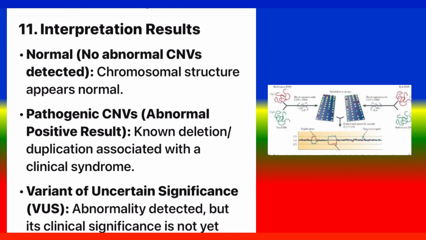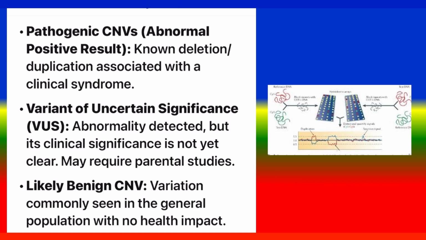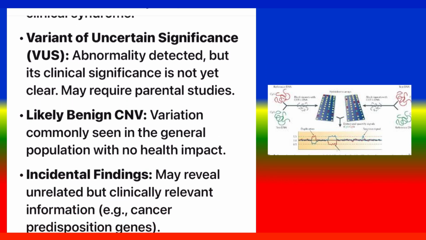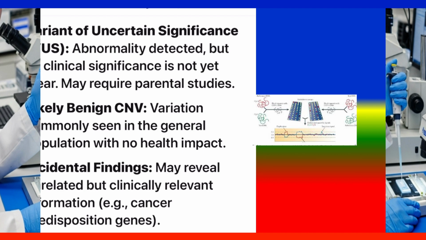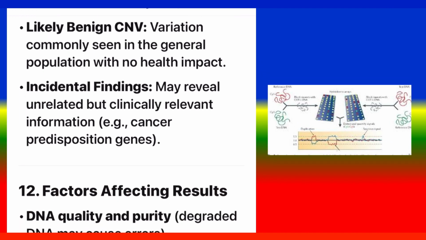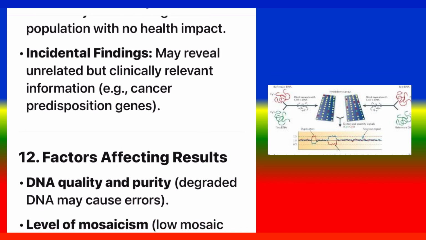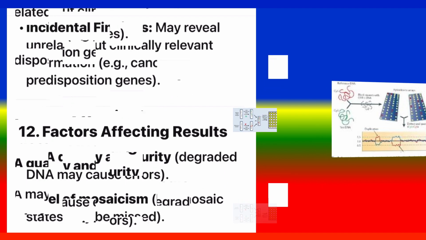11. Interpretation of results. Normal: no abnormal CNVs detected, chromosomal structure appears normal. Pathogenic CNVs: abnormal positive result, known deletion or duplication associated with a clinical syndrome. Variant of uncertain significance, VUS: abnormality detected, but its clinical significance is not yet clear, and it may require parental studies. Likely benign CNV: variation commonly seen in the general population with no health impact. Incidental findings may reveal unrelated but clinically relevant information, e.g., cancer predisposition genes.